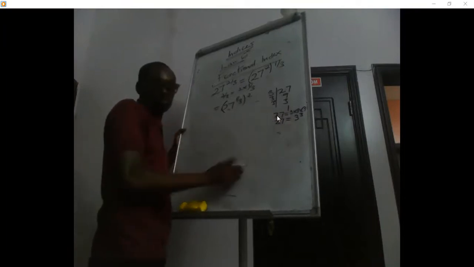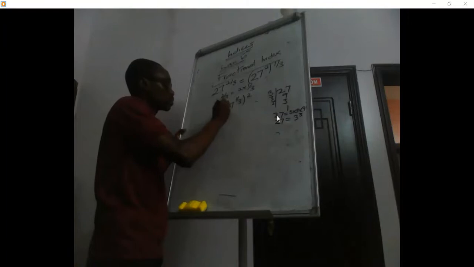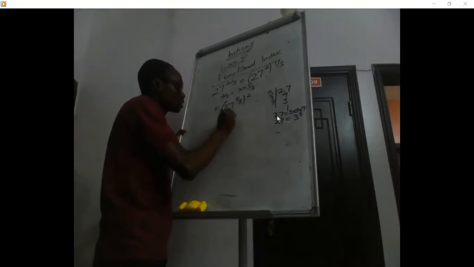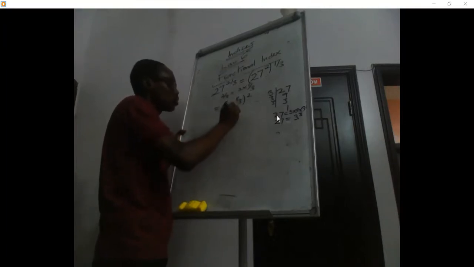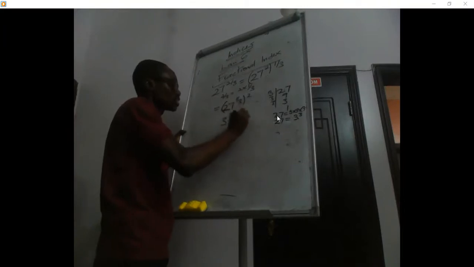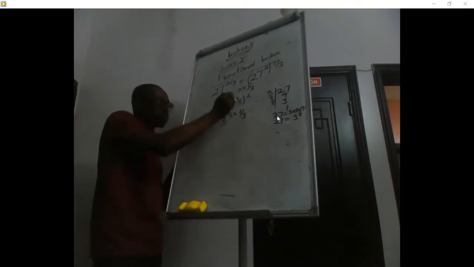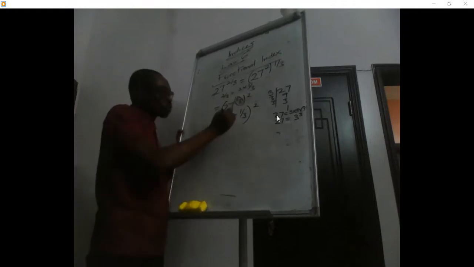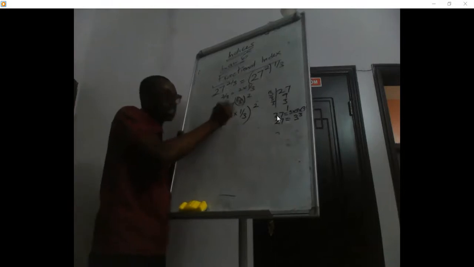Okay? So what do you do? 27 raised power 1 over 3. So you're going to replace 27, just the 27. 27 is the same thing as 3 raised power 3. You're going to replace it with 3 raised power 3. Now you have 1 over 3, so you're going to multiply it with this 1 over 3 that was standing already. 27 is 3 raised power 3, 1 over 3 was already there. So you put your bracket raised power 2. So now this is going to be 3 times 1 over 3.